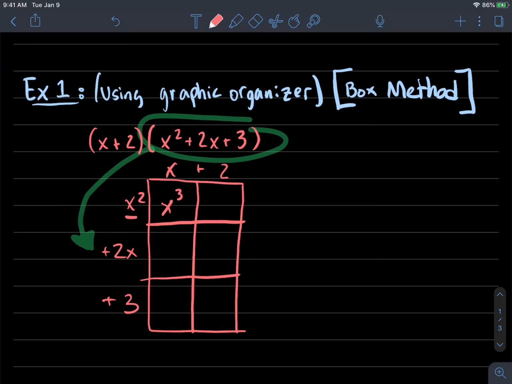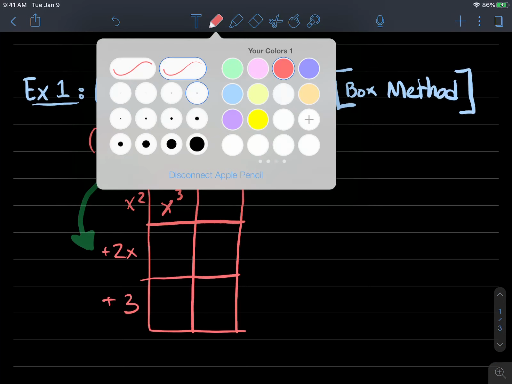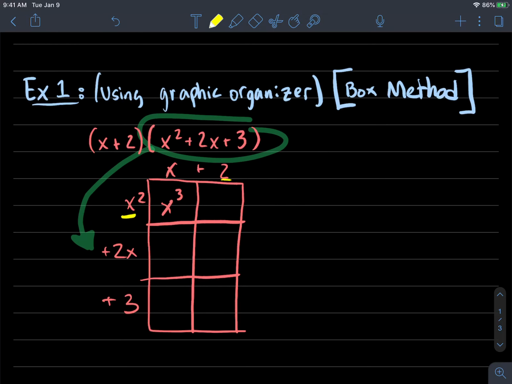Next up, we're going to multiply this x squared with this 2. 2 times x squared is 2x squared. And we're done with the first row. Now we're going to do the second row. We're going to have 2x times x. The 2, we're just going to bring that down. Nothing happens to the 2. x times x becomes x squared, which is x to the power of 2. So we're going to have 2x squared.